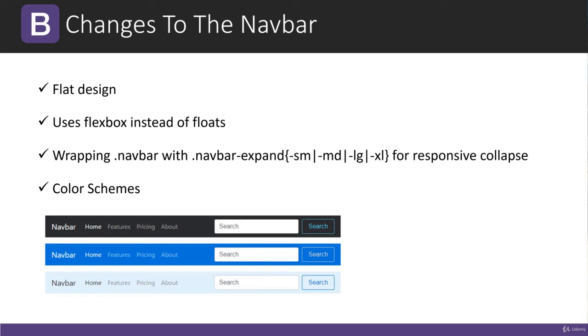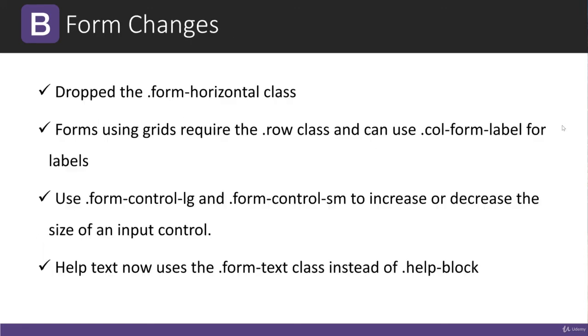There's also been changes to the navbar. It now uses a more flat design, just like most of the other components. It also uses Flexbox for alignment as opposed to floats. And we can add different sizes in the navbar-expand class. What this means is that if we want the menu to collapse and be responsive on small screens, we can just do dash SM. If we want it on medium screens, we can do dash MD, as well as large and extra large. So it makes it more responsive. We also have some extra color schemes as well.